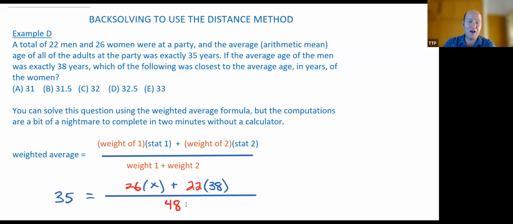You have 35 times 48. You've got to do the math on that. 22 times 38. You've got to do the math on that. Subtract that from the 35 times 48. You've got to do the math on that. Divide by 26. You've got to do the math on that. That's 4 painful calculations. Did anyone actually do that in 2 minutes? I have a feeling one of you is going to say that you did. No? No. I knew it.